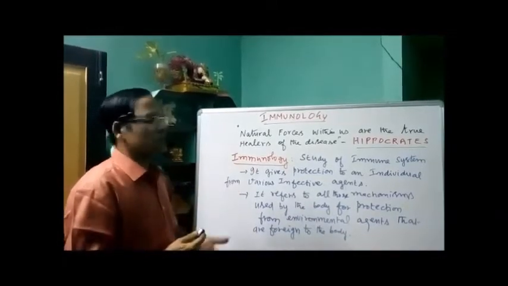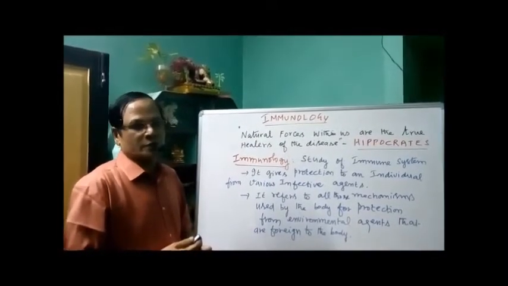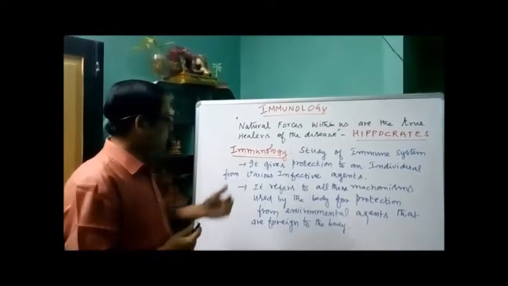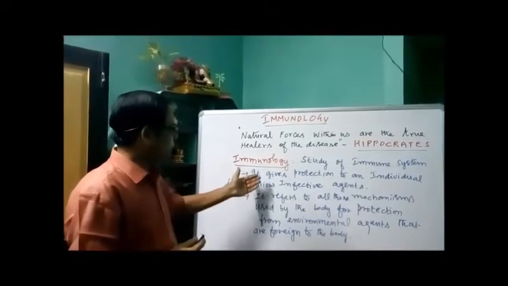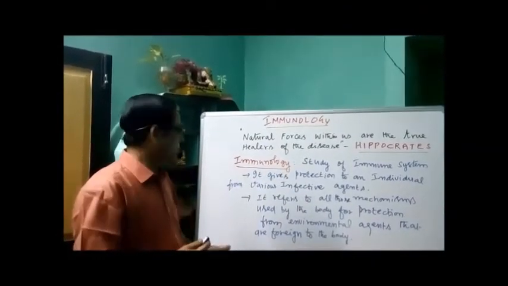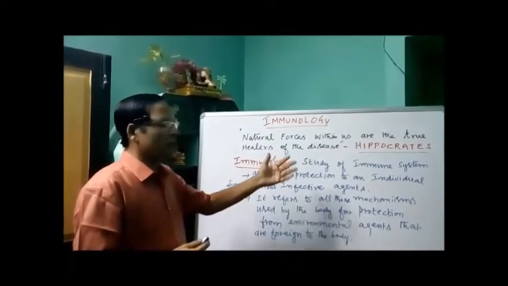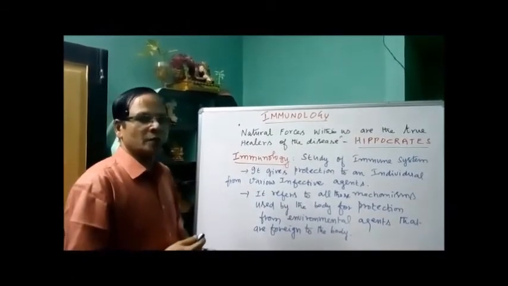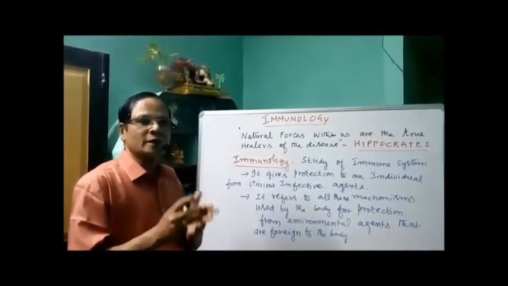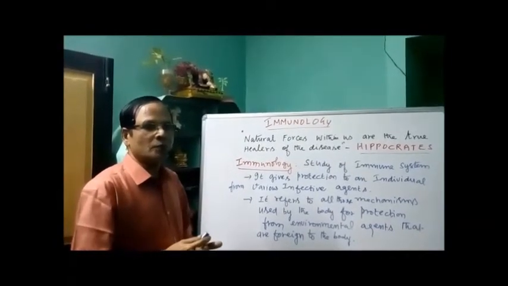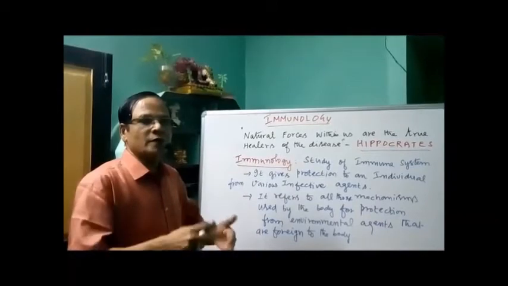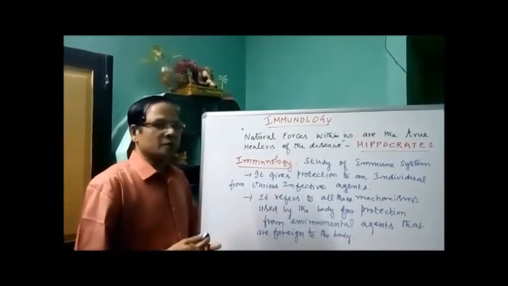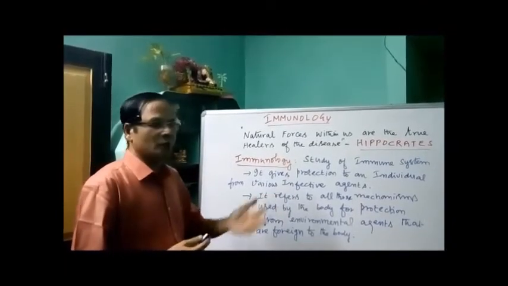Now what is immunology? The study of the immune system. That is called immunology, simply. Now what is its function? It gives protection to an individual from various infective agents, the disease-causing agents. That means what? It refers to all those mechanisms used by the body for protection from various environmental agents that are foreign to the body.